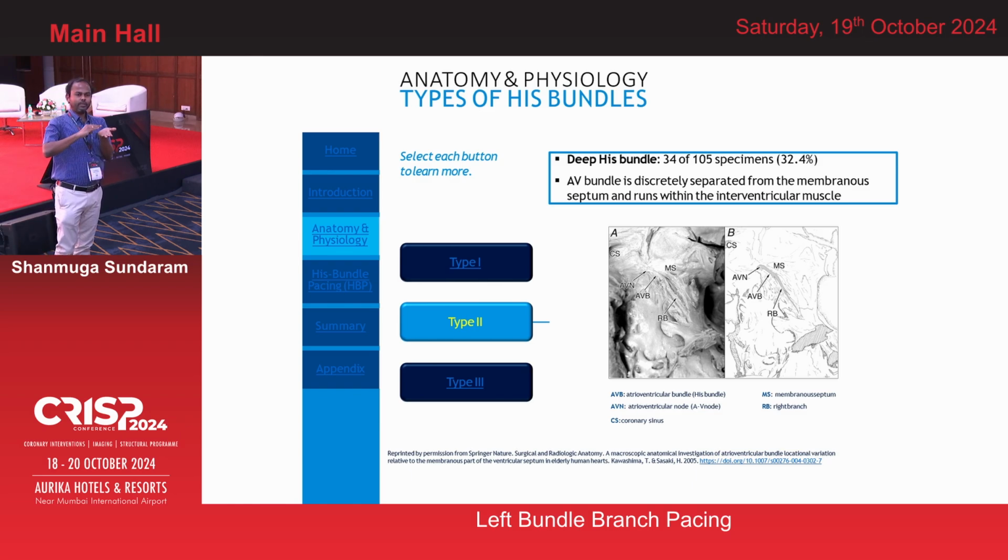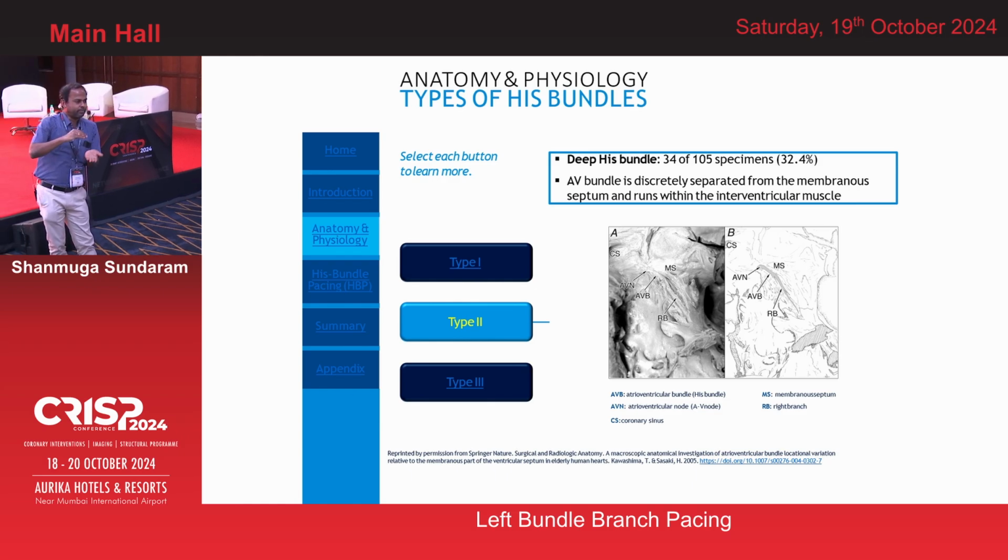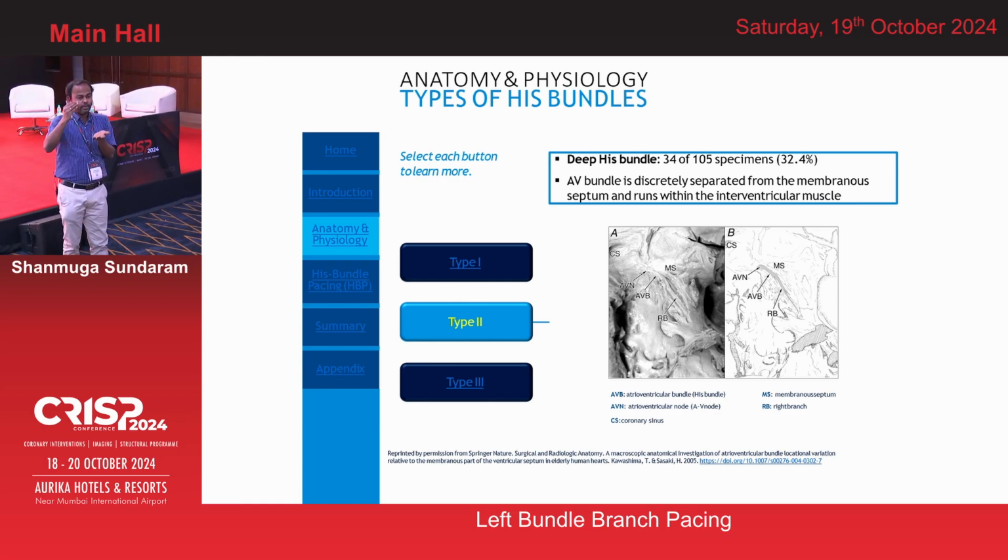In type 2, there will be thick muscle fibers, muscle sleeves. It's all membranous septum, and the his bundle will be deep seated. Here it will be very difficult to penetrate, and the majority of the time you will end up having septal pacing or somewhat non-selective pacing of the his bundle. This is not a good his bundle for doing his bundle pacing.